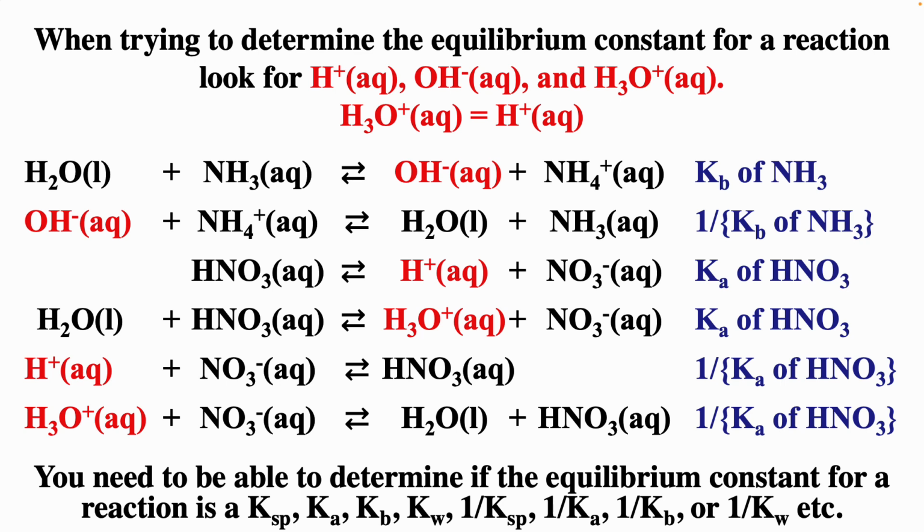And so you should be able to determine if a reaction is a Ka, Kb, Ksp, 1 over Ka, 1 over Kb, or 1 over Ksp. And again, the way of doing that is looking for the hydrogen ion, hydroxide ion, or hydronium ion species. And so again, if you see a hydroxide ion as a product, think Kb. If you see it as a reactant, think 1 over Kb. If you see hydrogen ion or hydronium ion as a product, think Ka. If you see those as reactants, think 1 over Ka.